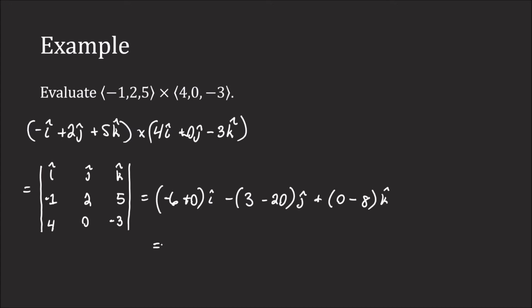So our cross product is negative 6i plus 17j minus 8k. Putting it back in component form, we get negative 6, 17, and negative 8.